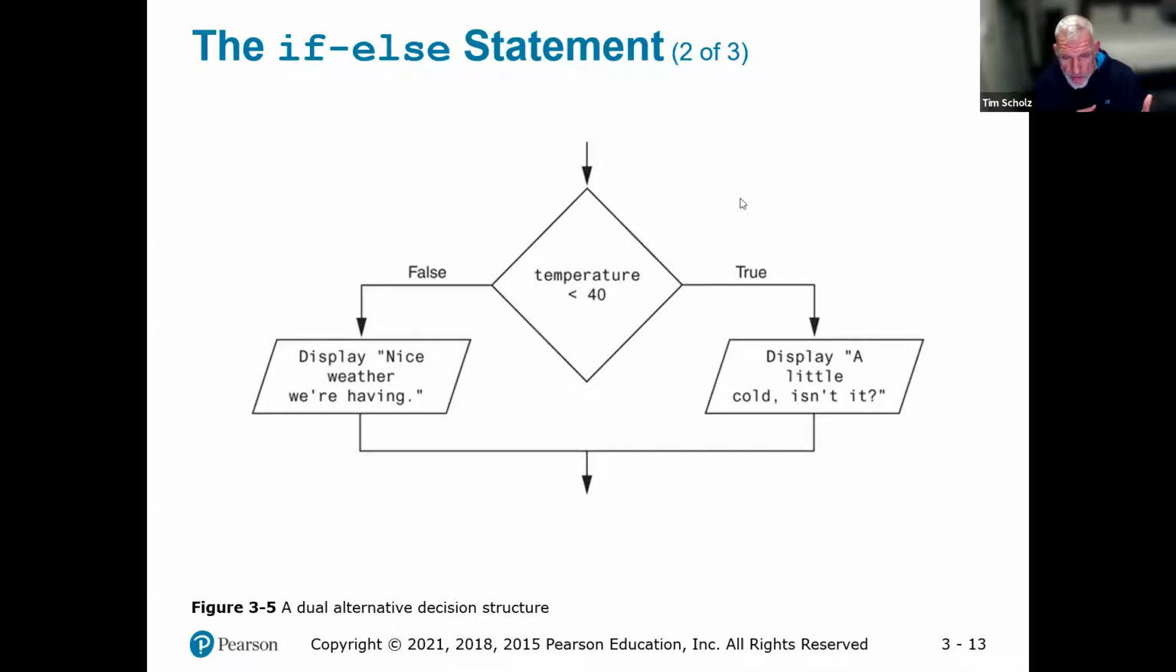So when you're looking at the if else statement in a flowchart, you see we've got our triangle, which indicates some sort of decision being made. And now, instead of just having a branch off for true, we've also got a branch off for the false condition. So if temperature is less than 40, where I am, then true, display a little cold, isn't it? If the temperature is not less than 40, display nice weather we're having. So this shows you here's the condition, the if part is over here, and this would be your else part.